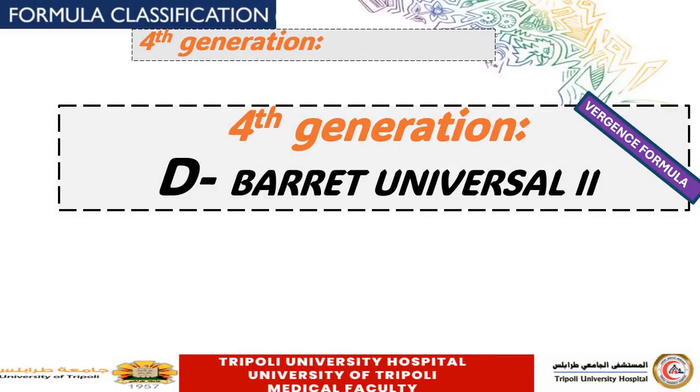Now we come to one of the famous formulas, which belongs to the fourth generation. That's the Barrett Universal, and it is named universal because Barrett proposed that the currently available IOL calculation formulas are not meant to be used for negative intraocular lenses. However, the Barrett Universal can be used for both positive and negative lenses.